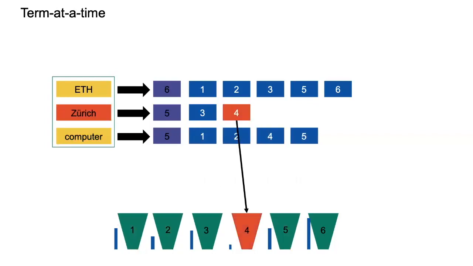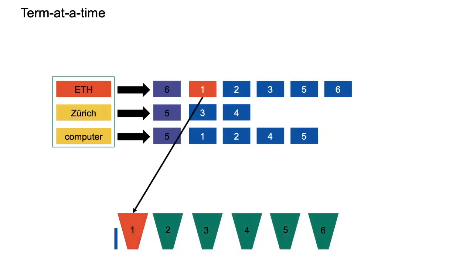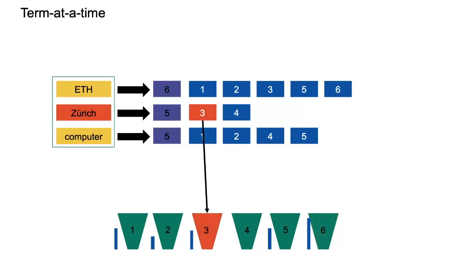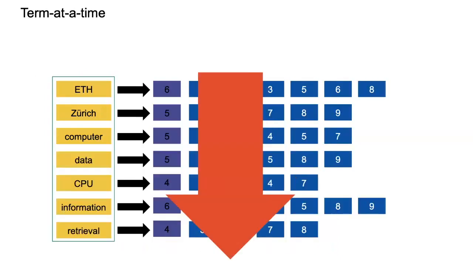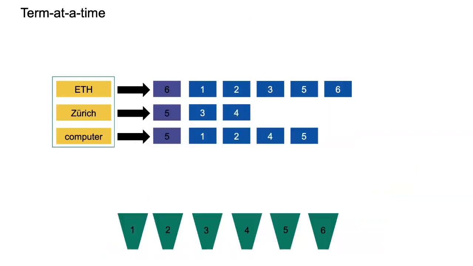And again, since every bucket, if you now focus on the buckets, so this is bucket 3, contributed from ETH, and this is bucket 3, contributed from Zurich, and it's not in computer. So what we computed for bucket 3 is the sum of the things, right? So we did what we wanted to do here. Okay, so that's term at a time.